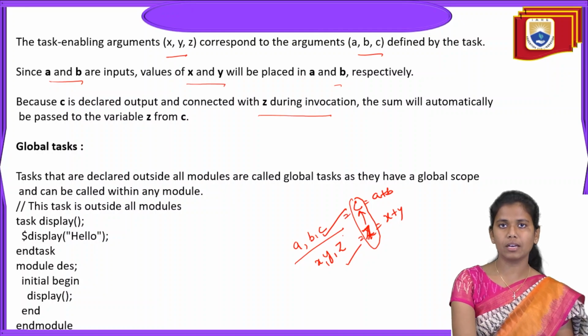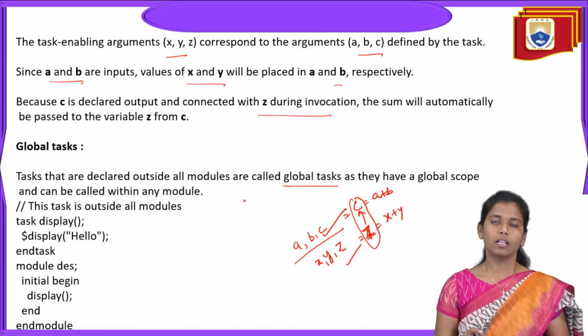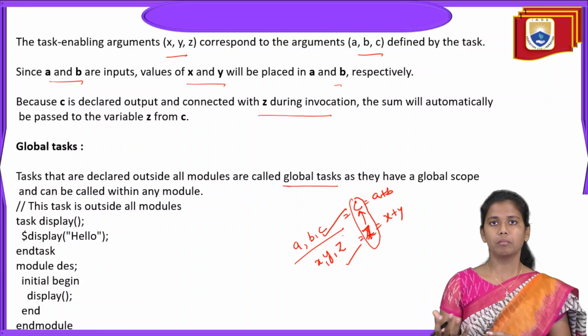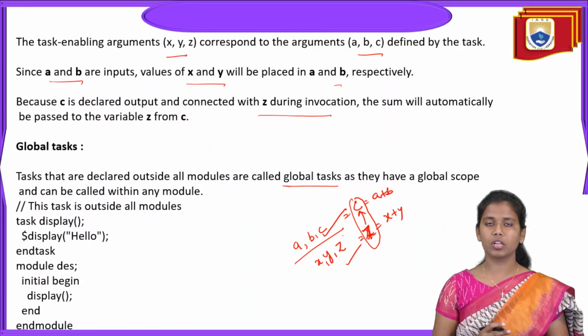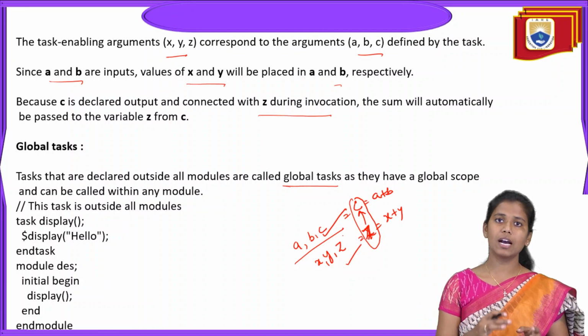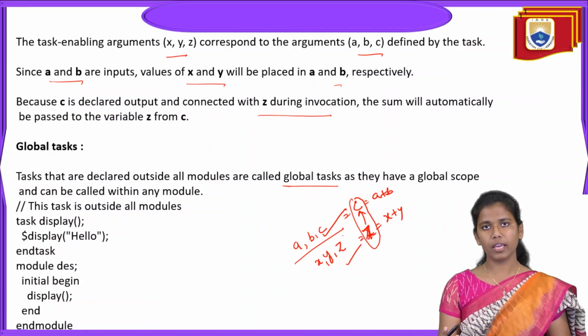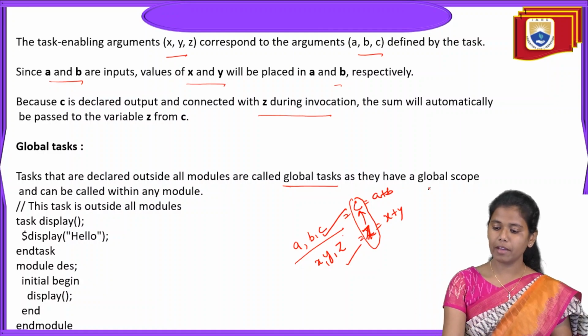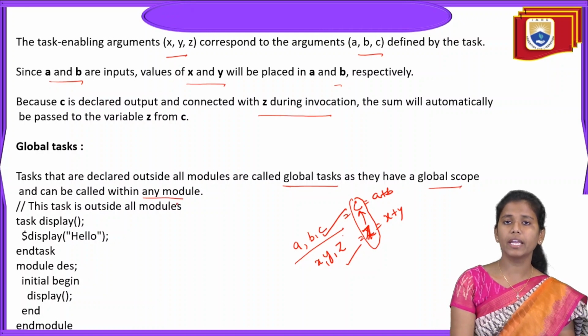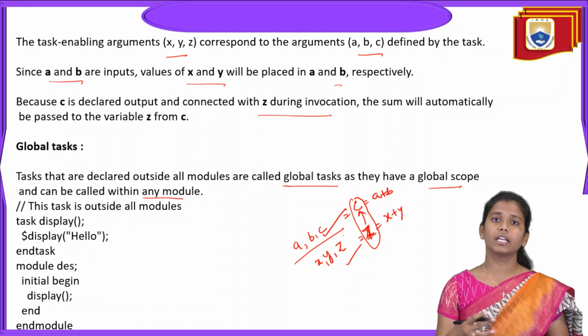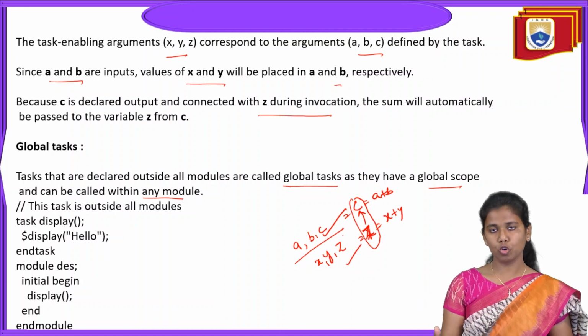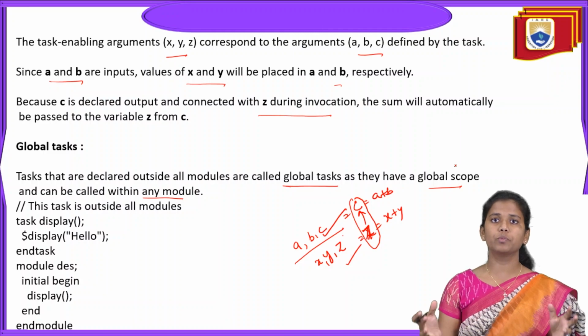And now we'll talk about the global task. So what is this global task? The tasks that are declared outside all modules are called global tasks. Remember, the tasks which are declared outside of the module. Till now we have learned that tasks are meant to be inside the module. But global tasks are nothing but the tasks that are declared outside the module. They have global scope and can be called within any module. So the tasks which are declared outside the module are called global tasks, and they have global scope.